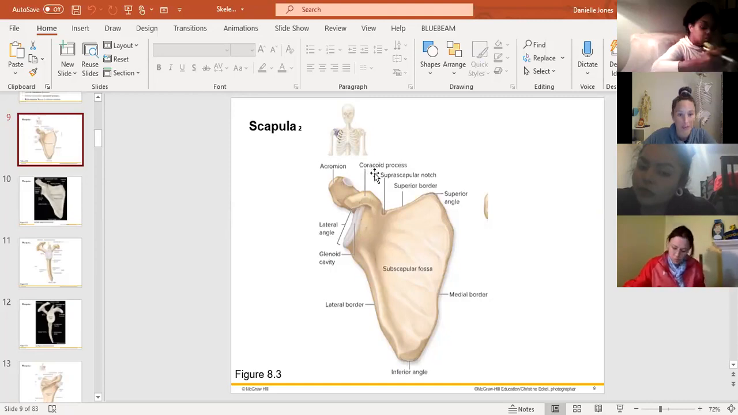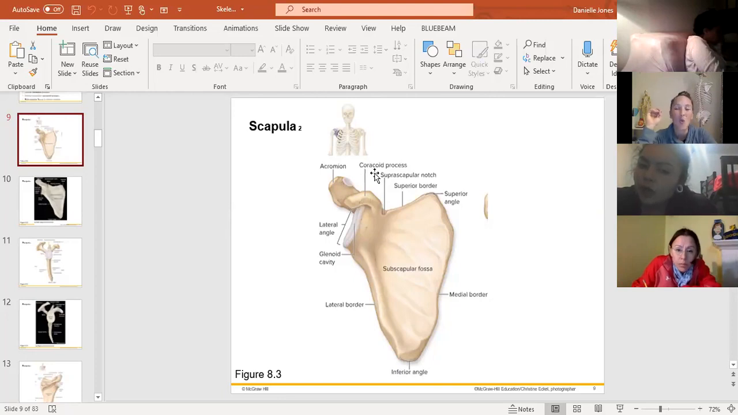Coracoid process on the scapula. I'm being really annoying with this and I'm doing it on purpose. Coracoid on the scapula. Both of them have C's in it. So that is a key thing to remember. Really, truly, I'm saying this because there's another structure that is very similar in spelling. So you want to make sure you get this right.